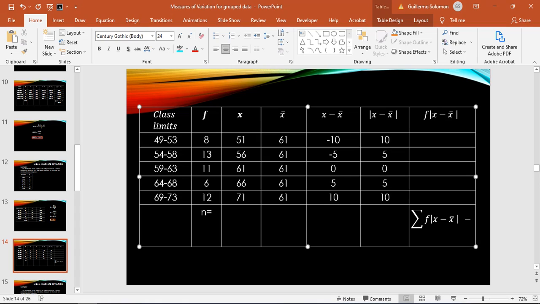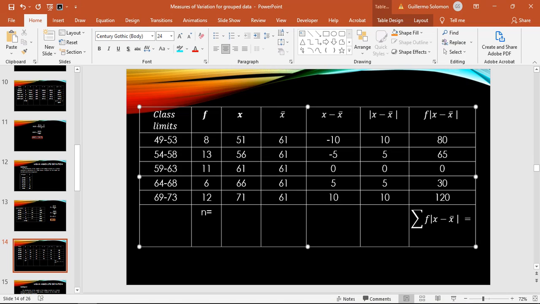Okay. So after that, kukunin lang natin yung product nito sa frequency at saka yung nakuha nating absolute value dito. So 8 times 10, that is 80. So 5 times 13, or 13 times 5, that is 65. So 0 times 11, that is 0. Okay. So 5 times 6, or 6 times 5, that is 30. So 12 times 10, that is 120.